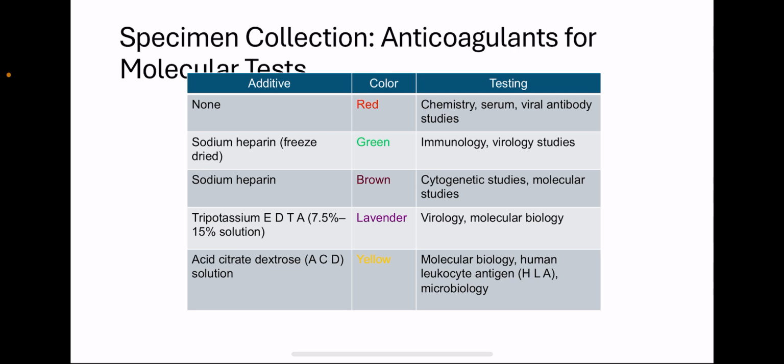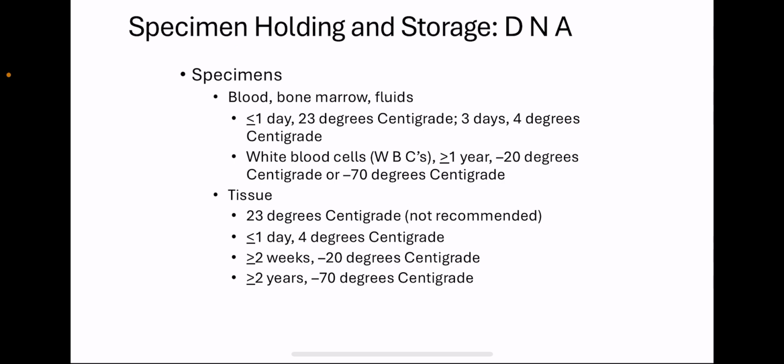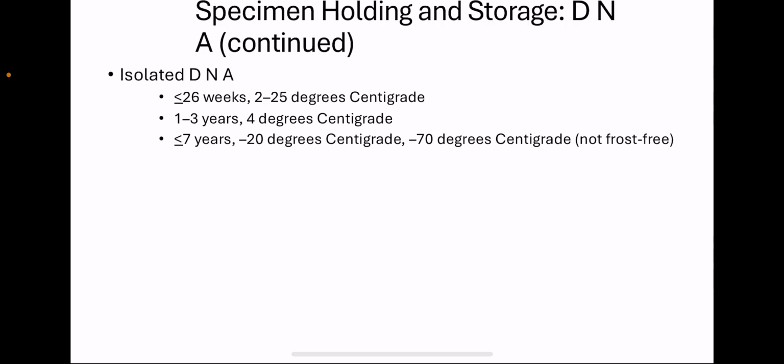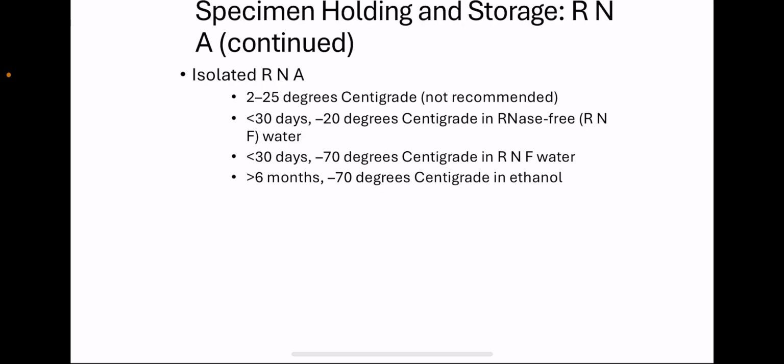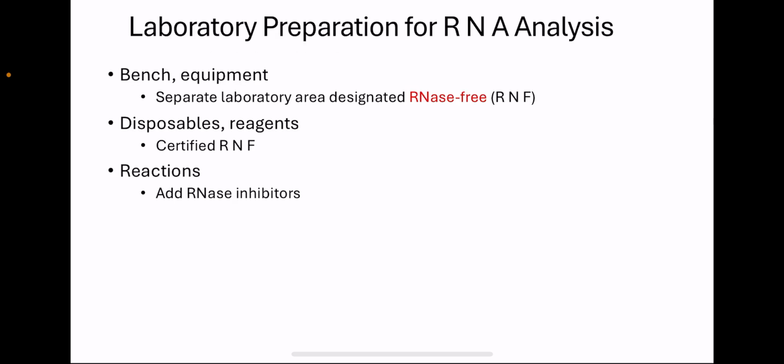And for these types of things, say if it's to send out, we can look up on LabCorp what the test was and what the specimen requirements are. That way we know exactly what type of specimen we need to send to them so it doesn't get rejected. I'm not going to go over this too much, but we do want samples for molecular testing to get to the lab as soon as possible.